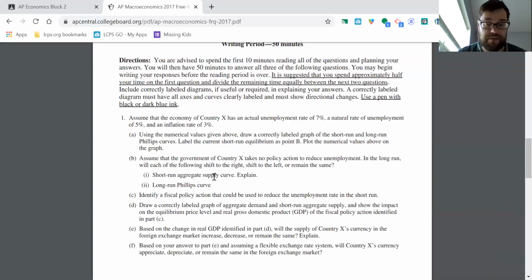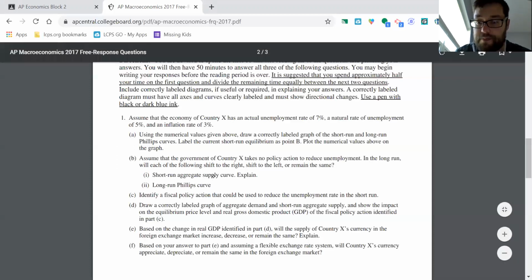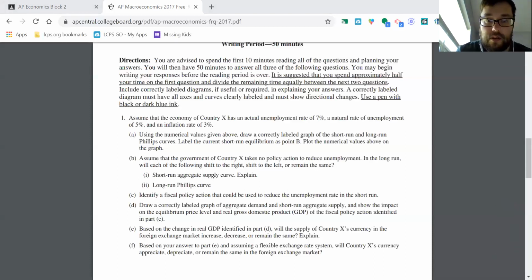We showed on our graph that unemployment, oops, I need my pen to be able to draw on this. Okay, so unemployment is greater than the NRU, right? 7% versus 5%. So what does that mean in terms of the ADAS model? So let's just quick sketch this out.